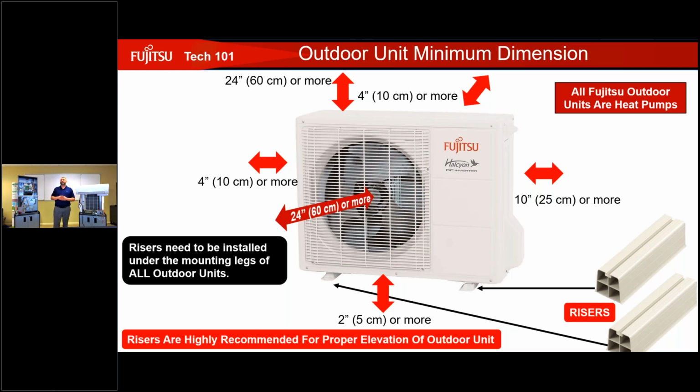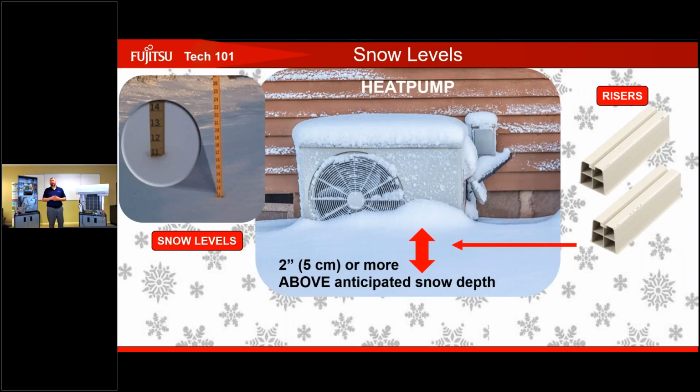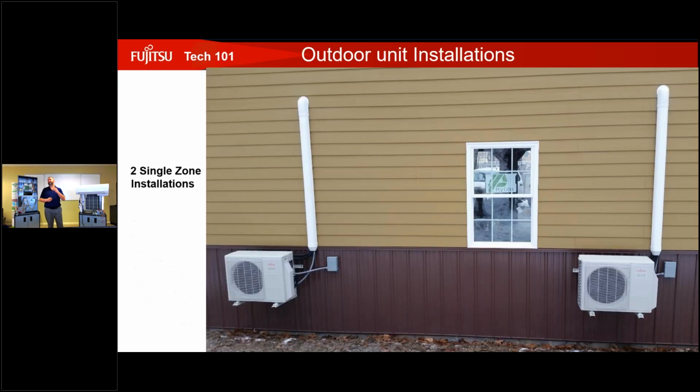4 inches off the left-hand side, and we want to make sure that we have at least 24 inches of space above the outdoor unit. And the reason for that is that when we are servicing this equipment, we're going to be doing it from the top of the unit when troubleshooting boards. So we take that top cover off, and all of our boards are located right at the top, and we want to make sure that we can access those. All right, so remember, above anticipated snow depth, you don't want this type of scenario to happen.